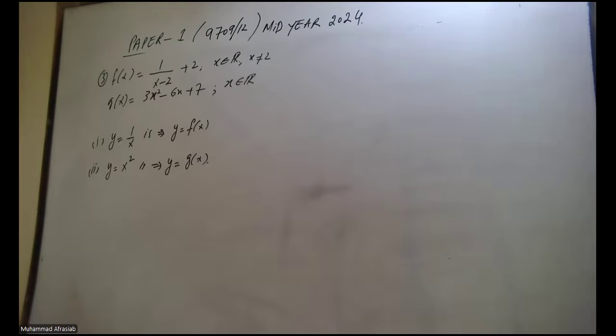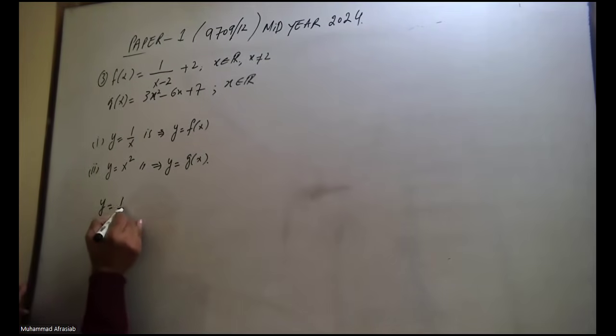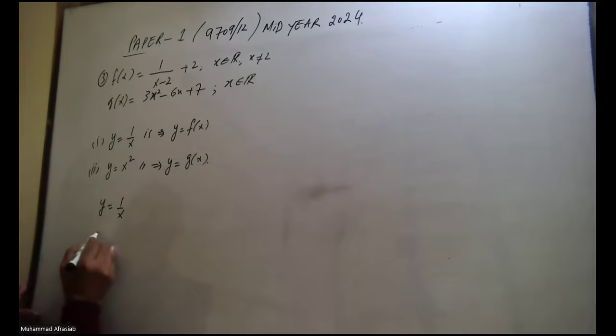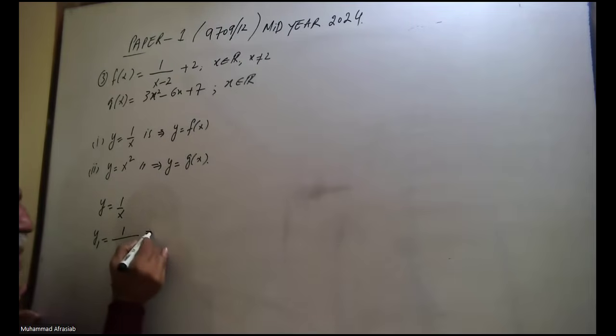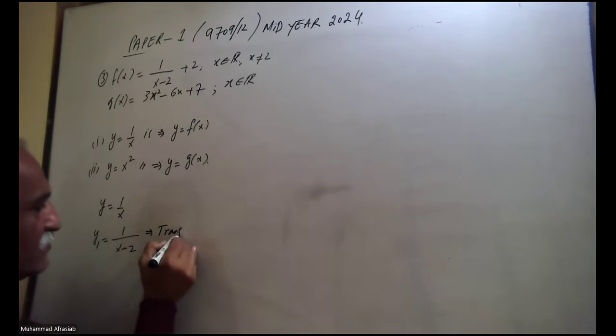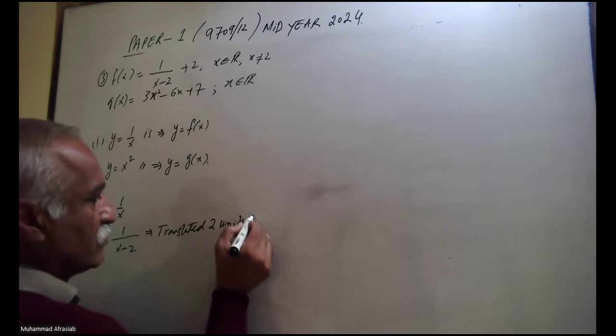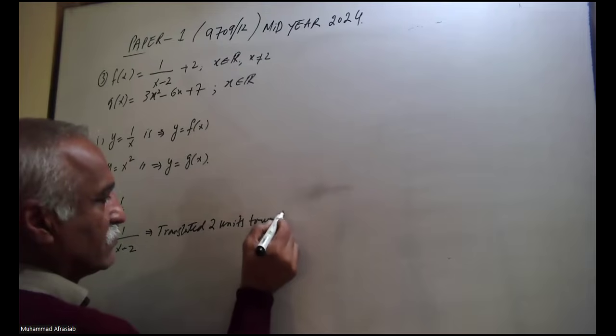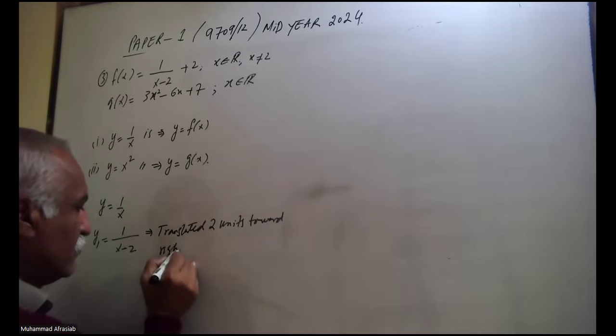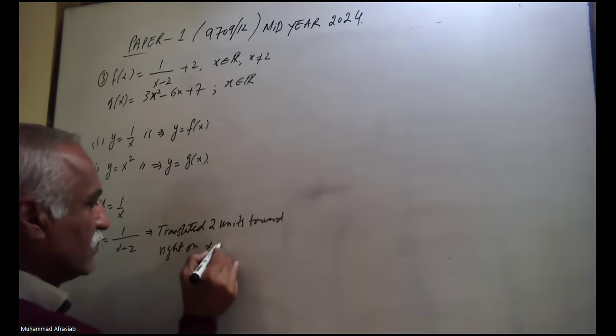Since in this question f of x is equal to 1 over x minus 2, plus 2, and we have given y is equal to 1 over x, this will become now y is 1 over x minus 2. It means it is translated 2 units towards right on the x-axis.